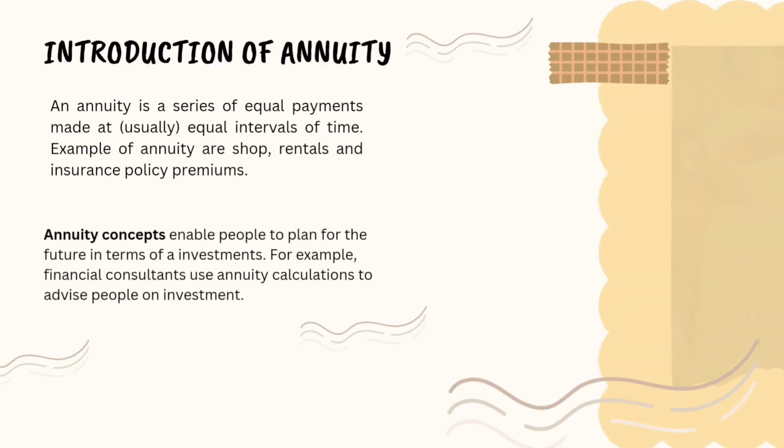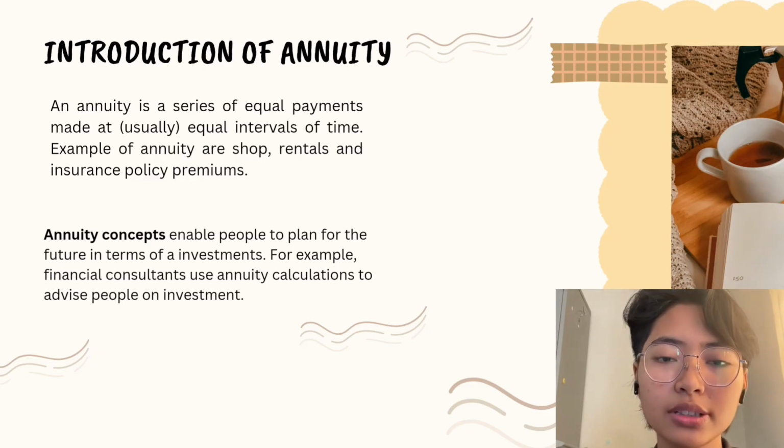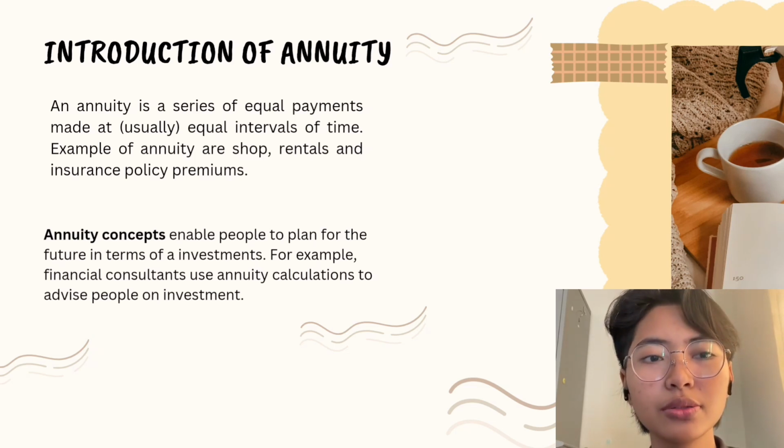Definition of annuity. An annuity is a series of equal payments made at usually equal intervals of time. Examples of annuity are shop rentals and insurance policy premiums. Annuity concepts enable people to plan for the future in terms of investment. For example, financial consultants use annuity calculations to advise people on investment.